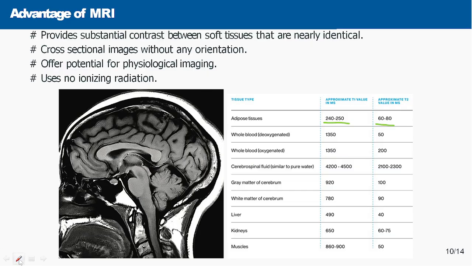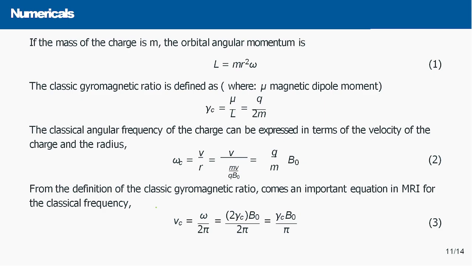So, next we will see some of the formulas and numericals related to this. As we have seen, if the mass of the charge is m, then the orbital angular momentum we can say from the formula L equals m r squared omega. Omega is the angular frequency, r is the radius of the circular path.